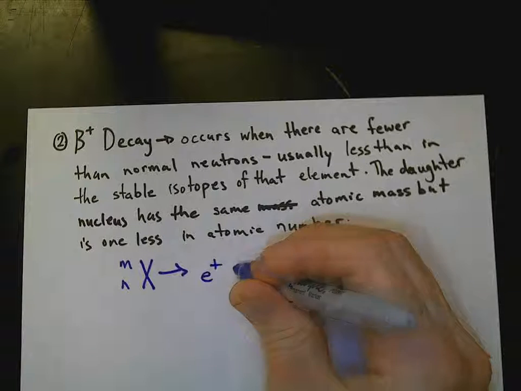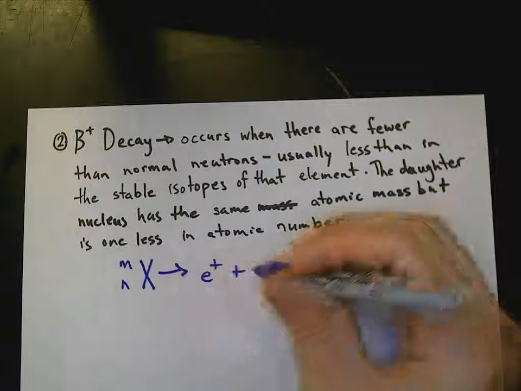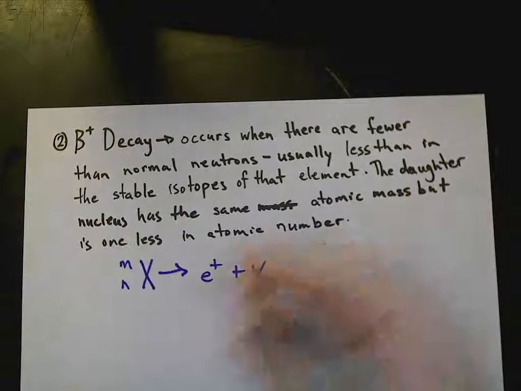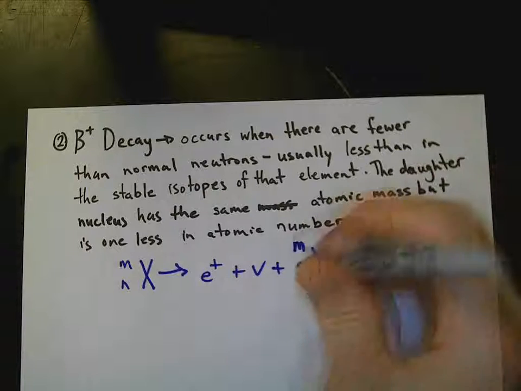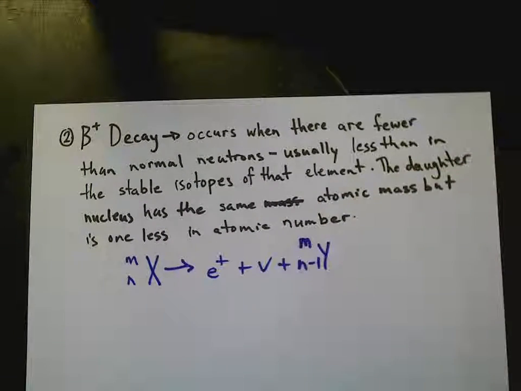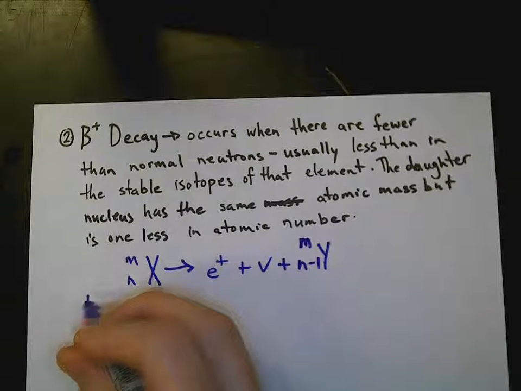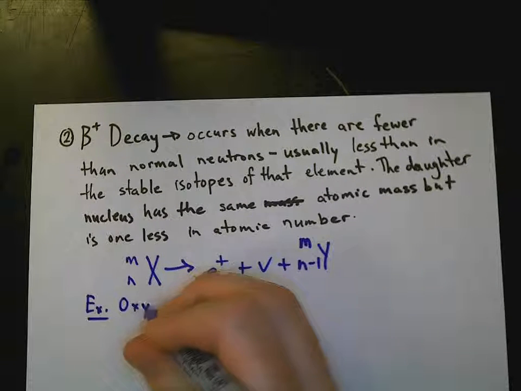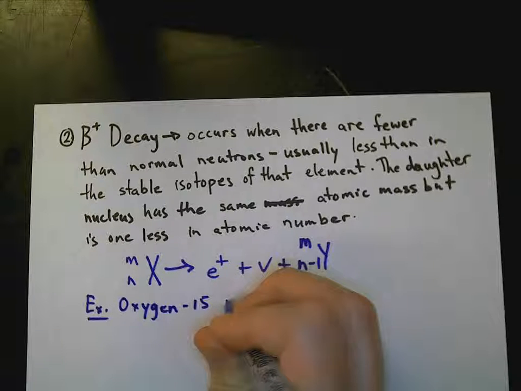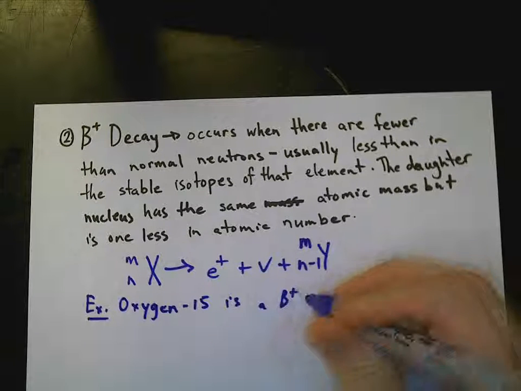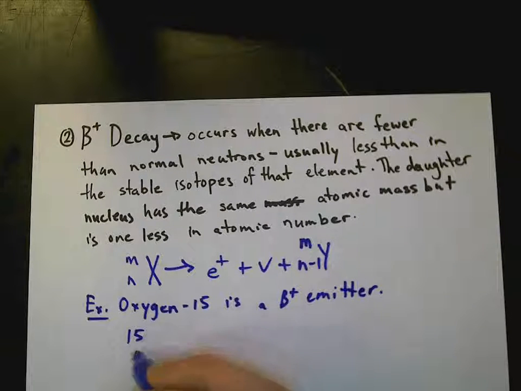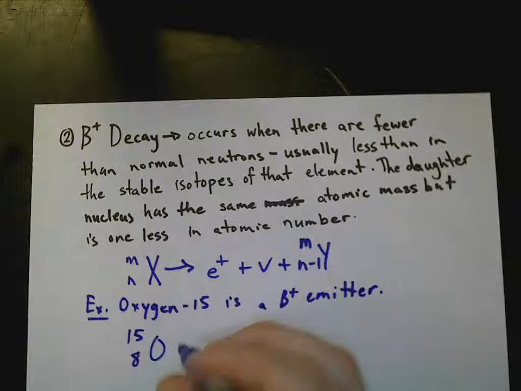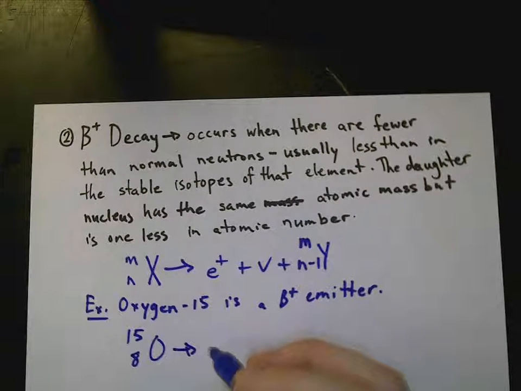We have our neutrino also being given off. And we have our daughter nucleus, same atomic mass, but our atomic number is one less. So for example, oxygen-15 is a beta positive emitter. Our parent nucleus of oxygen-15, when it undergoes beta positive decay, gives us our positron, our neutrino.